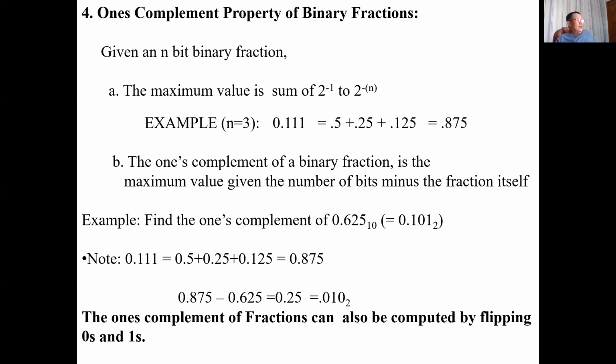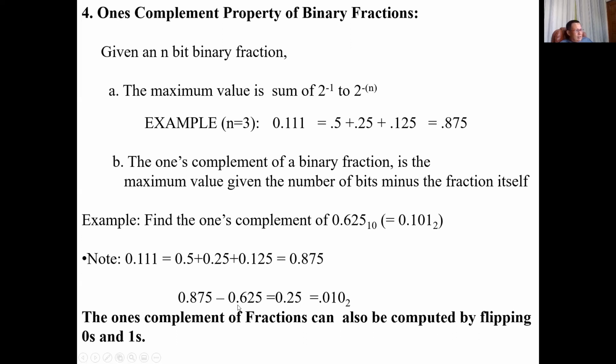How about the ones complement property of binary fractions? For example, we have 0.111. We can apply the same property, because we know that 0.5 plus 0.25 plus 0.125 is 0.875. We have this value. For example, if we find the ones complement of 0.625, we'll just deduct it from 0.875.